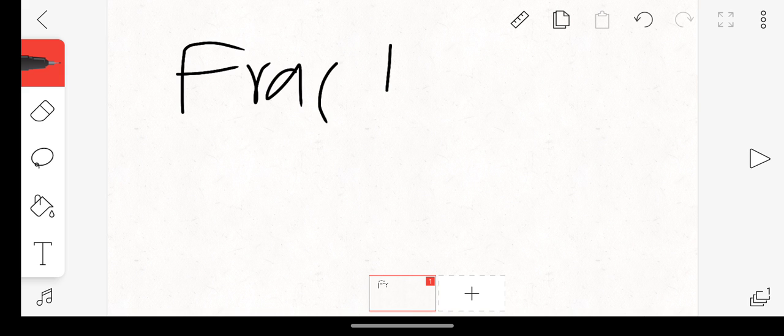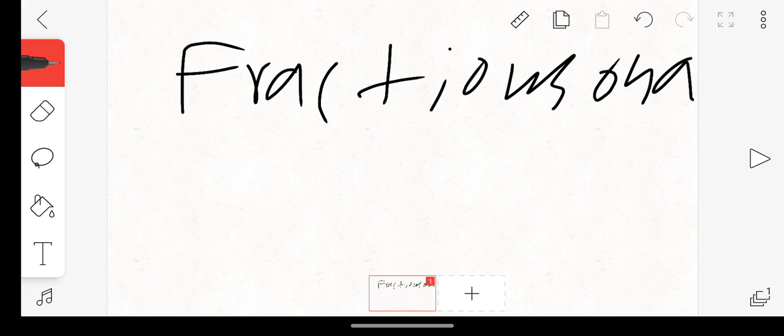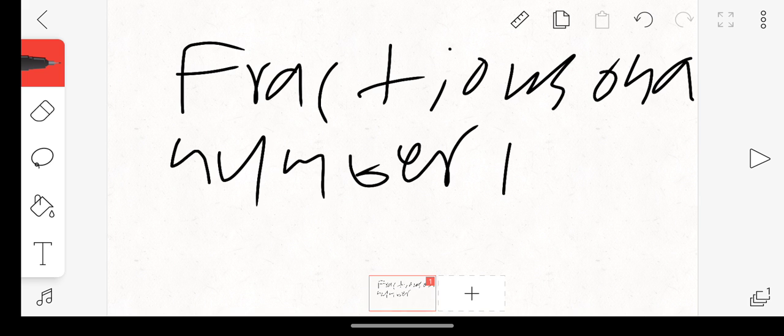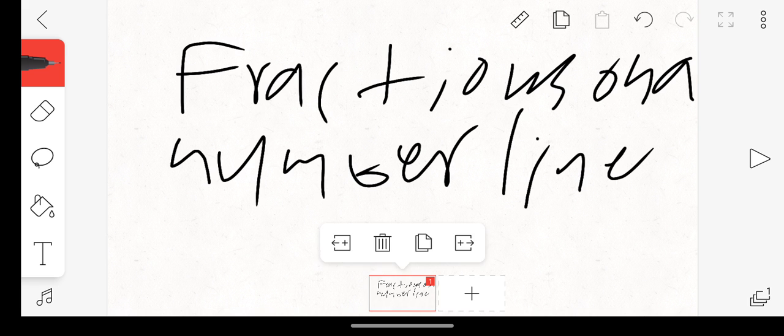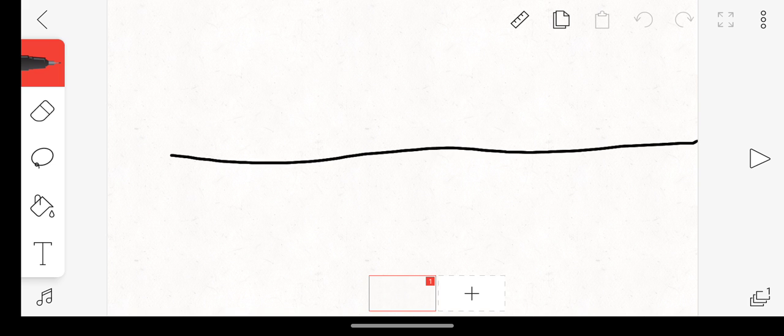Alright, so now we're done with those. So now let's move on to our next one. Fractions on a number line. So let's go with our first number line. 0 and 1.